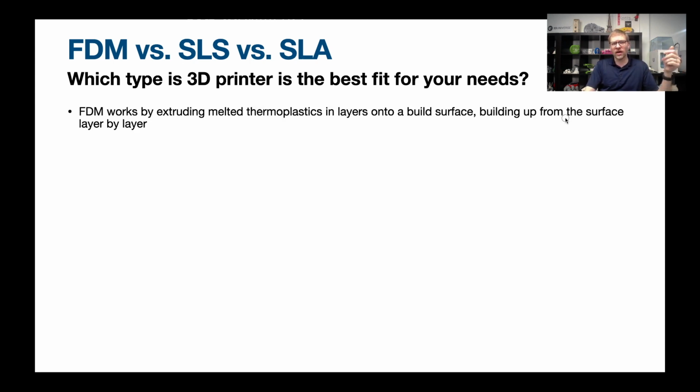So FDM works by extruding melted thermoplastics into layers. It extrudes out a nozzle, and it sort of paints layer by layer, puts out a layer, moves up a little bit, builds a layer, moves up a little bit, builds a layer, and so on. So you're building up from the build surface, and that's the one that most of you are probably used to.